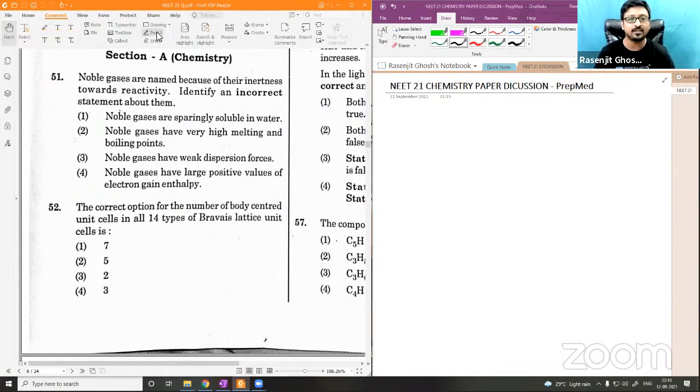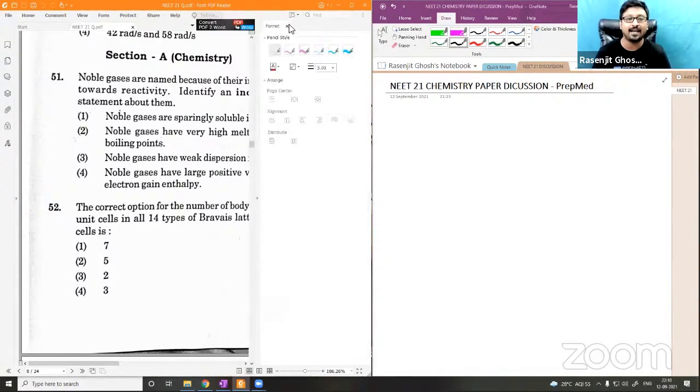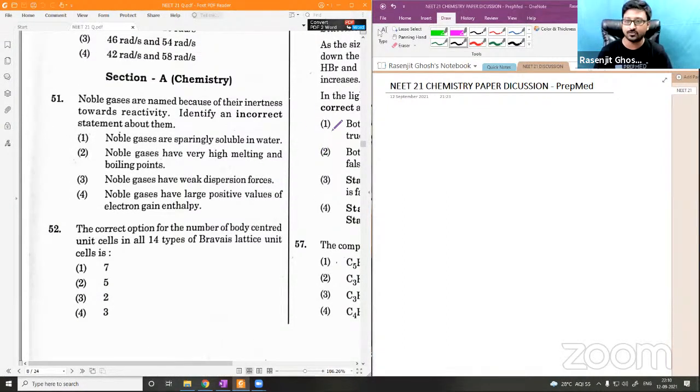In the first question, the noble gases are named because of their inertness, and that's true, inertness towards reactivity. You have to identify the incorrect statement. Now the tricky part is here. They are gases, so that means at room temperature they are gases. What you have to identify is the incorrect statement.